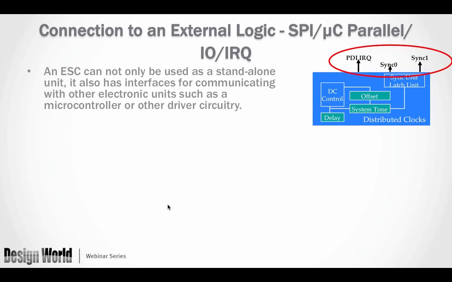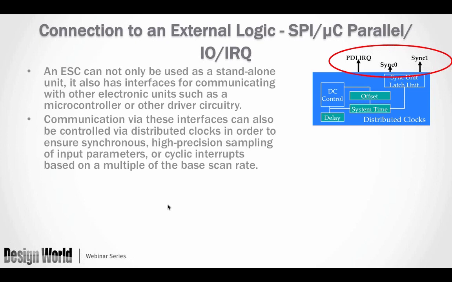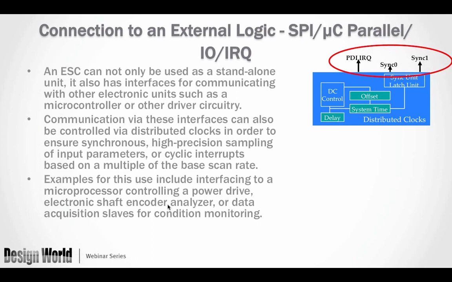So for a device that might have a microcontroller embedded on it, such as a drive or a terminal that is set up for doing data acquisition, we have an IRQ pin that we can route the sync signals through. This allows us to interrupt the microcontroller in order to do synchronous things, do sampling, high precision sampling of input parameters, or execute outputs. So examples of this would include interfacing to a microcontroller for a power drive or electronic shaft encoder, or doing data acquisition for condition monitoring or low-level oscilloscopes on the same system that you're using your EtherCAT as a control platform.